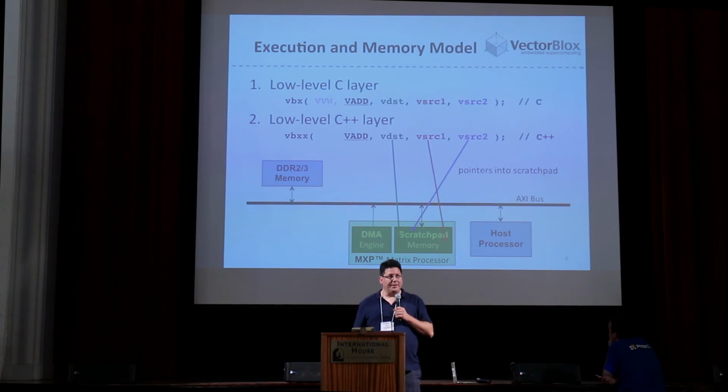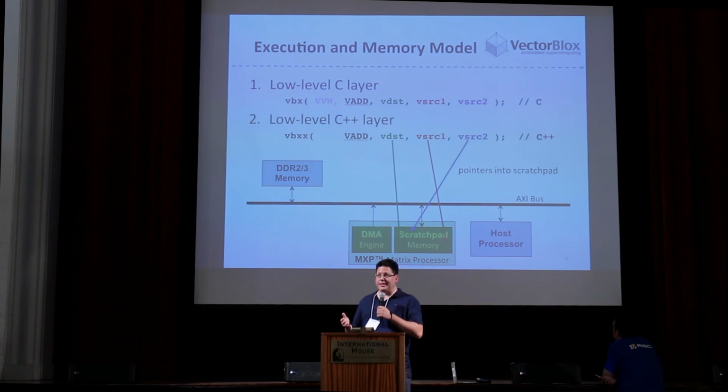We have three different programming layers. One is a low-level C layer, which is like the instruction set. So there's an opcode like vector add, and what we operate on are pointers. We give it pointers to the scratchpad, two source pointers and a destination pointer. There's an implicit vector length register, and that can be the entire length of the scratchpad. It can be one vector if you want it to be, or it can be two vectors.